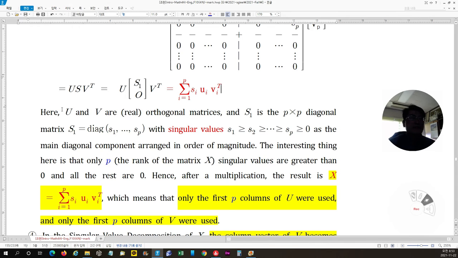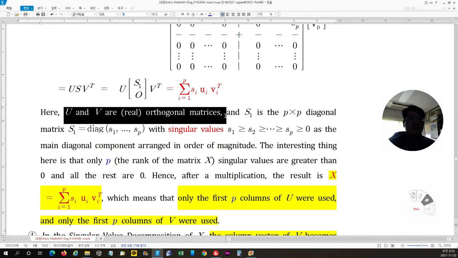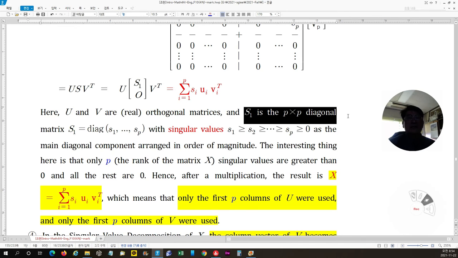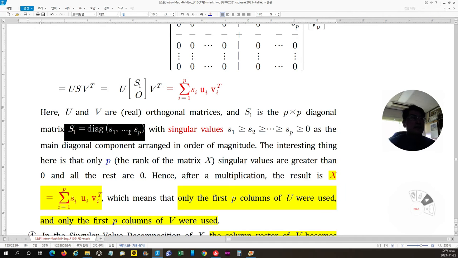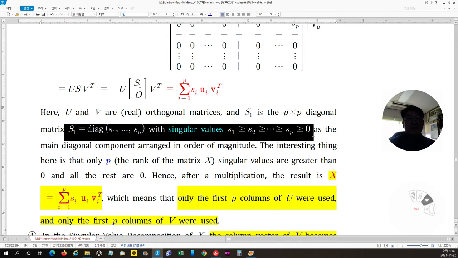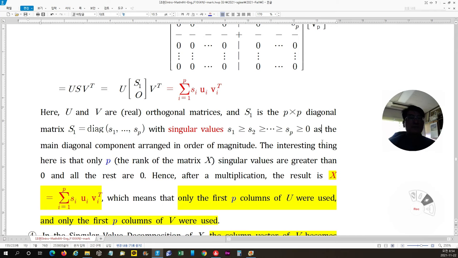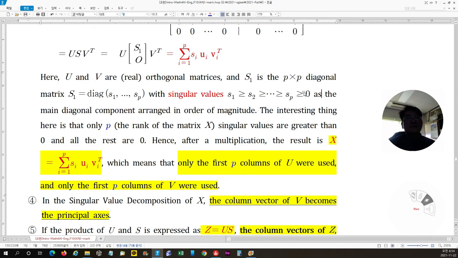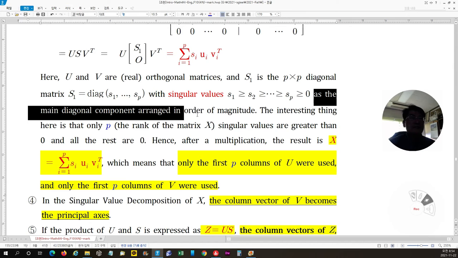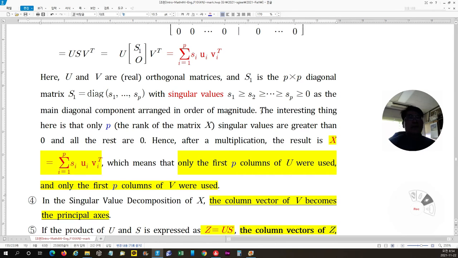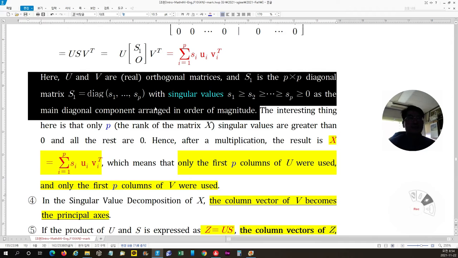Since we have used the singular value decomposition, the U matrix and V matrix are real orthogonal matrices, and S1 is the p by p diagonal matrix like this. The main diagonal entries are singular values in decreasing order, and are all non-negative, arranged in order of magnitude.